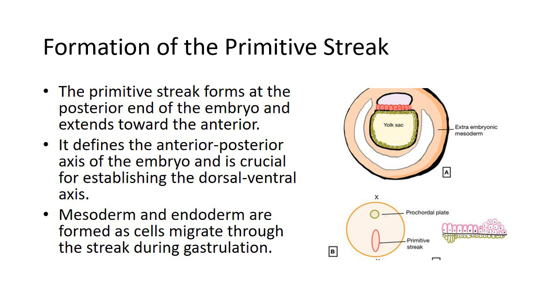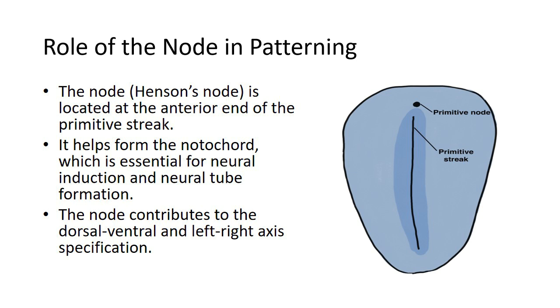Mesoderm and endoderm formation. During gastrulation, cells move inward through the primitive streak and form the mesoderm and endoderm layers. This migration is a key event in the process of invagination, where cells move from the outer layer, epiblast, into the deeper layers. Third, role of the node in patterning.